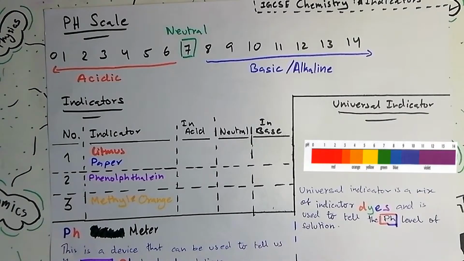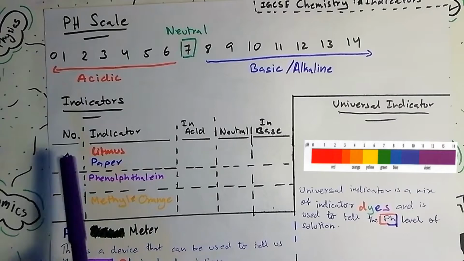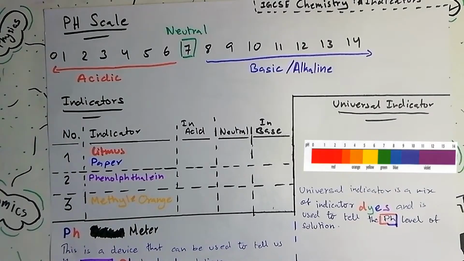So here's an example. Hydrochloric acid is 0 to 1, 7 is distilled water most of the time, and 13 or 14 is sodium hydroxide. We'll be covering this stuff in the next chapter, the next video, for acids. Okay, moving on, we have some examples of indicators.